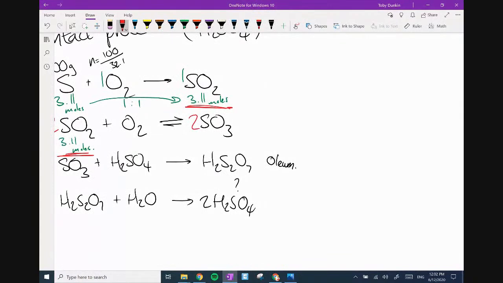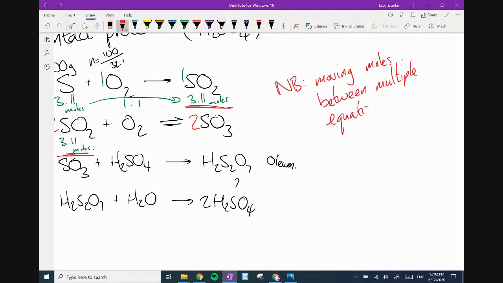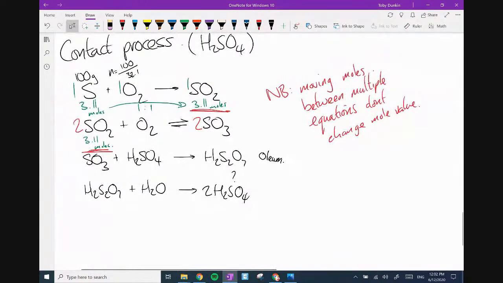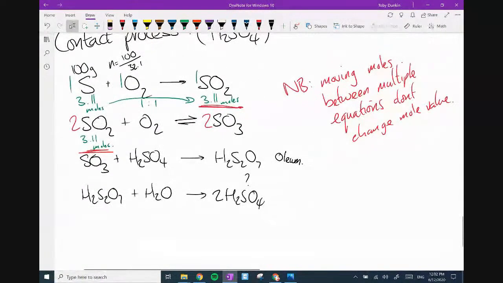So the rule is, nota bene, if you're moving moles between multiple equations, don't change the mole value. It's hard to really put that into words without the actual example. But if you're ever moving between equations, moving between the levels, you never change them.